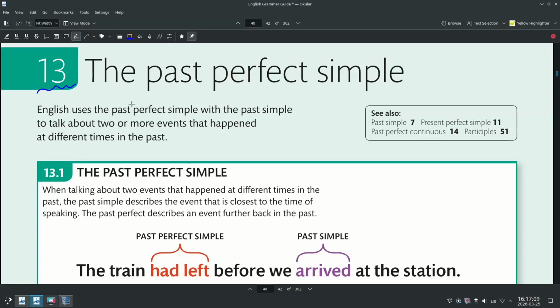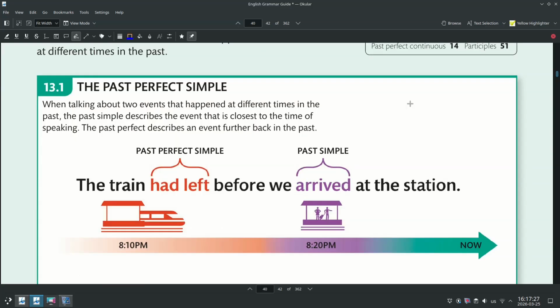Lesson 13. The past perfect simple. English uses the past perfect simple with the past simple to talk about two or more events that happened at different times in the past. When talking about two events that happened at different times in the past, the past simple describes the event that is closest to the time of speaking. The past perfect describes an event further back in the past.